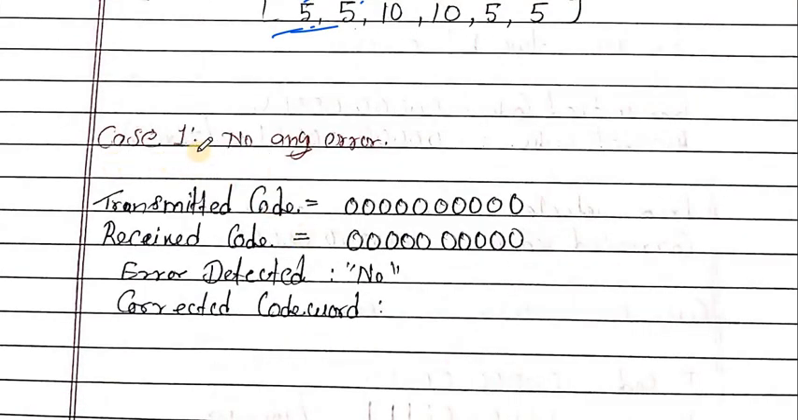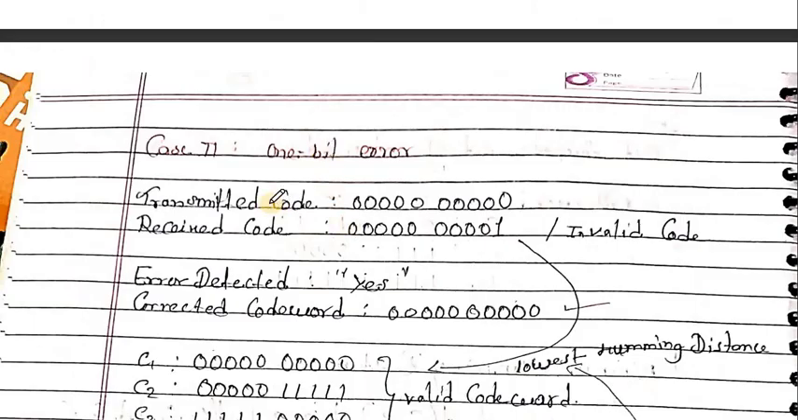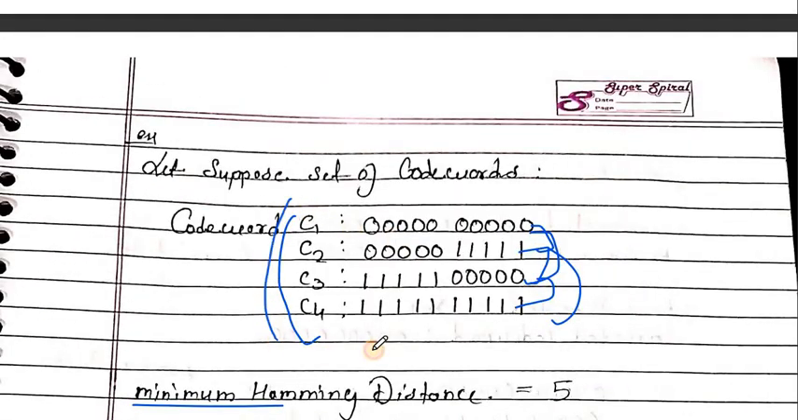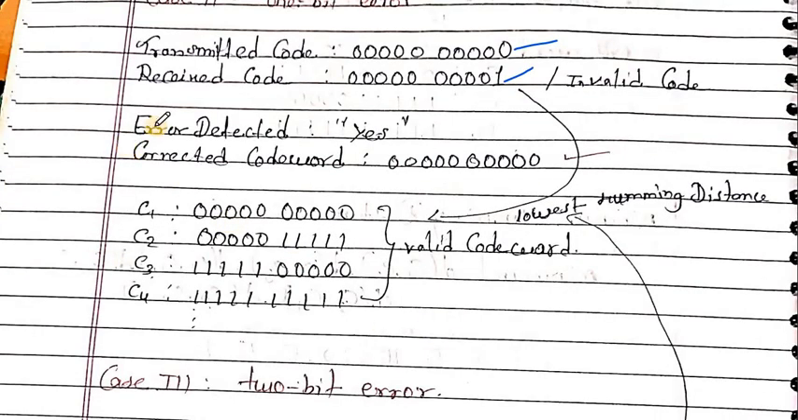So case number 1: no error. If we transmit the string and the same string is received by the receiver, then there is no error detected and the code word is accepted. If there is a 1-bit error, the transmitted code is received by the receiver with a 1-bit error, which is an invalid code, not belonging to our valid code words. So the error is detected by the receiver end.